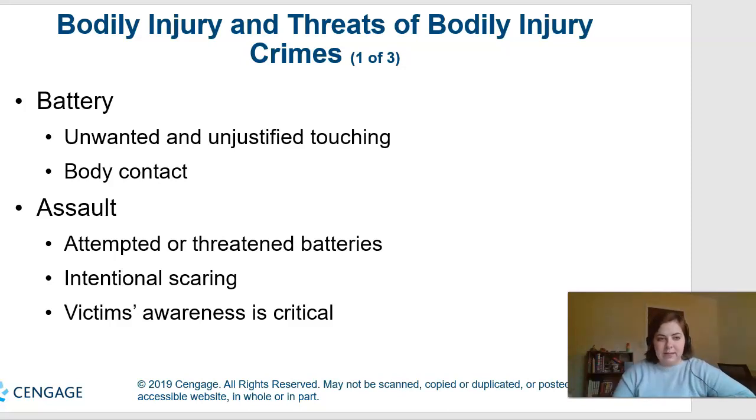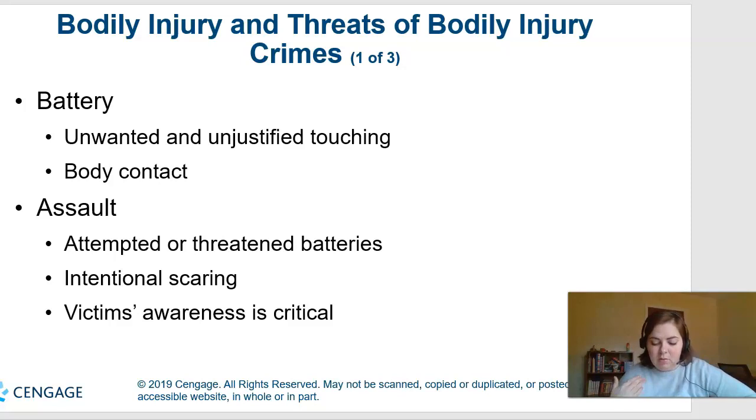So, battery. Let's talk about the elements of battery. This is the actus reus of unlawful touching. The mens rea can be purposeful, reckless, or negligent, without the victim's consent. We need to have causation here and some bodily injury for a battery. So battery is unwanted and unjustified offensive touching.